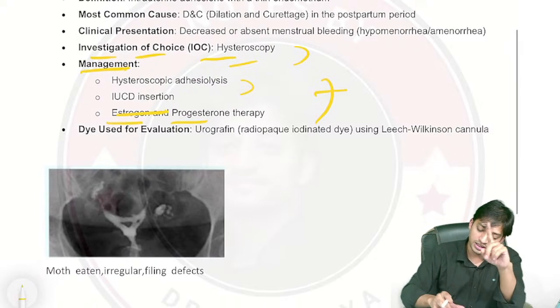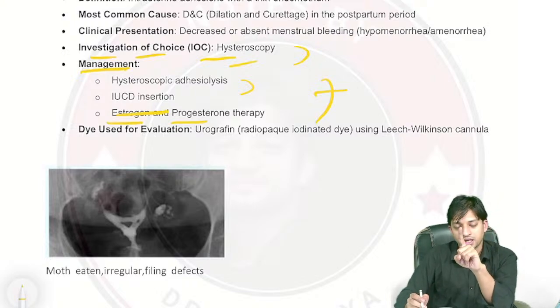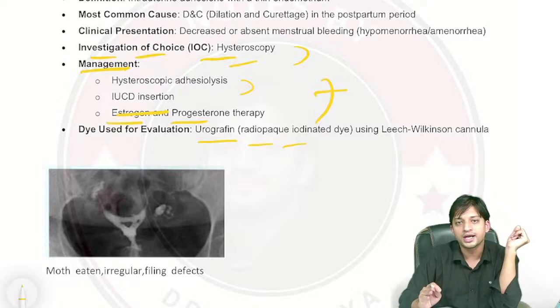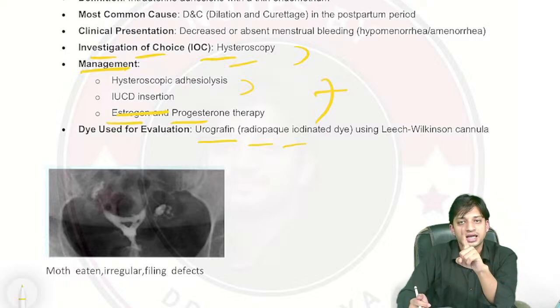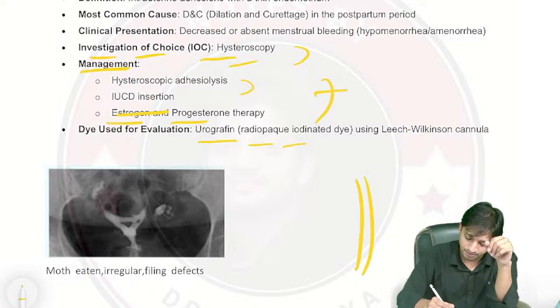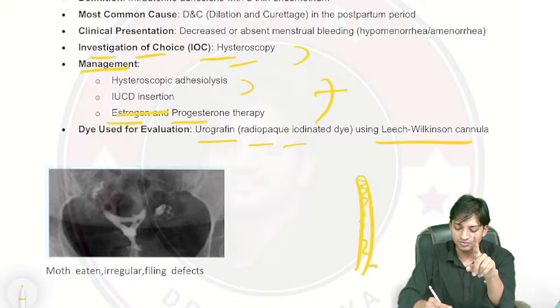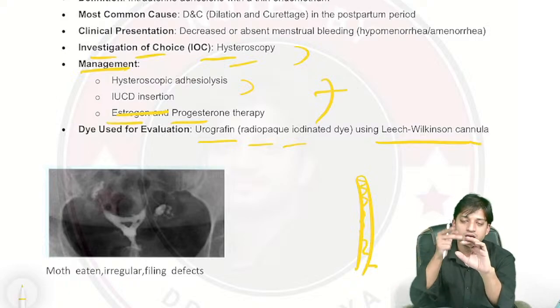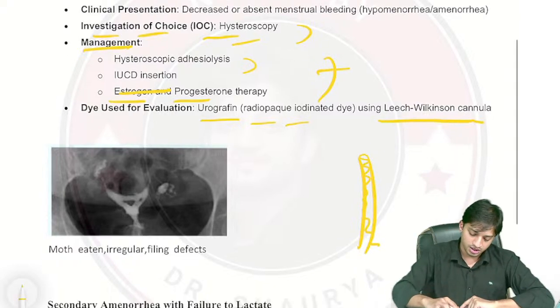Dye they will ask you for the evaluation of Asherman syndrome, that is urographin dye or radio-opaque dye, very commonly. Cannula, they have given you one pencil-like metal cannula, a big cannula, that is the Leech-Wilkinson cannula. They will give you that, used for inserting the dye, urographin dye, and then you examine. Just have a look here.